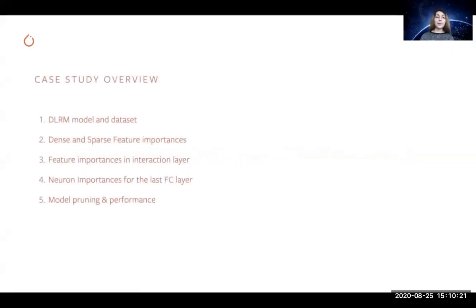All right, so that was the first part of the presentation where I presented the Captum library and showed how we can use it. In this section of the presentation, I would like to walk you through a case study for deep learning recommender models, also known as DLRM models. I will start by presenting the architecture of a DLRM model and the data set that we use for our experiments. Then I'll show how to compute feature importances for both sparse and dense features. Then how we compute the importances in the interaction layer, moving to neuron importance and computing neuron importance for the last fully connected layer. I'll also show how neuron importance based pruning can help to improve the performance of our DLRM model.